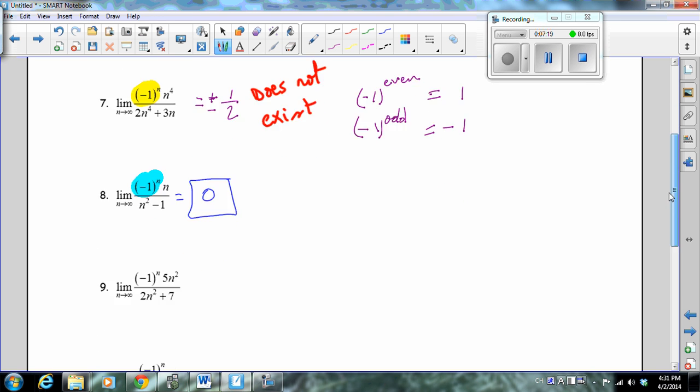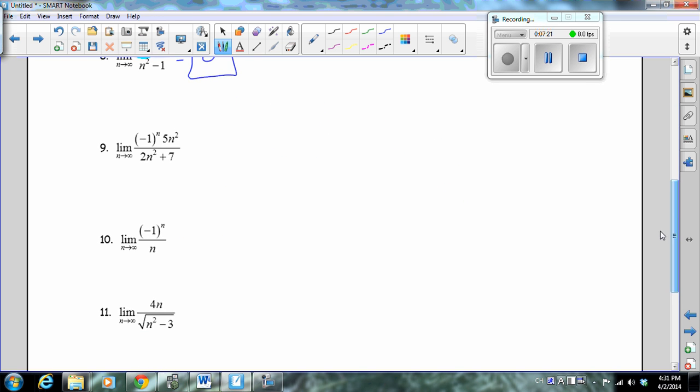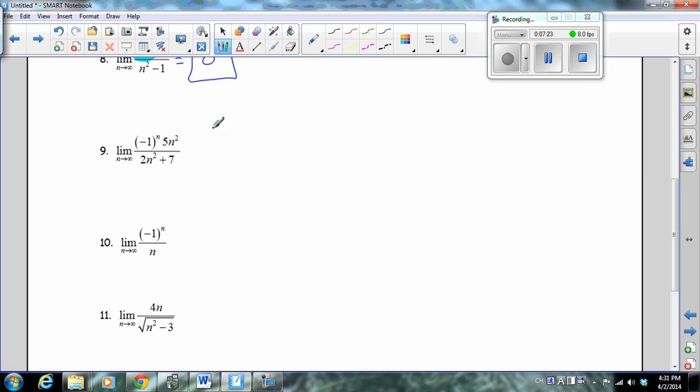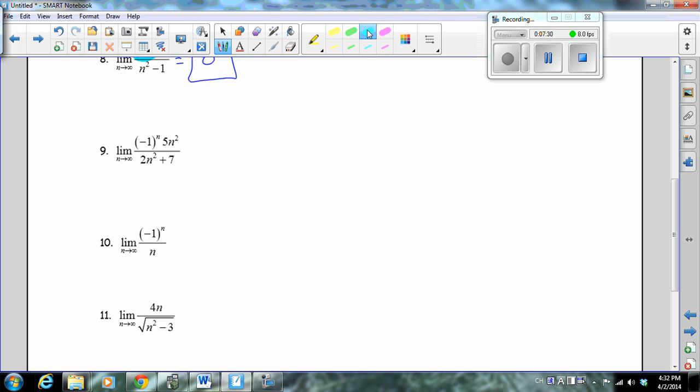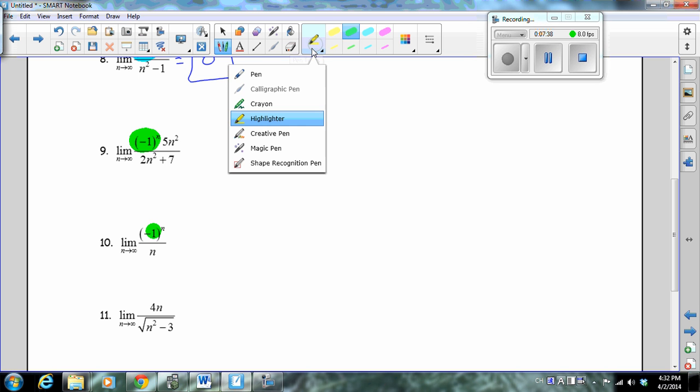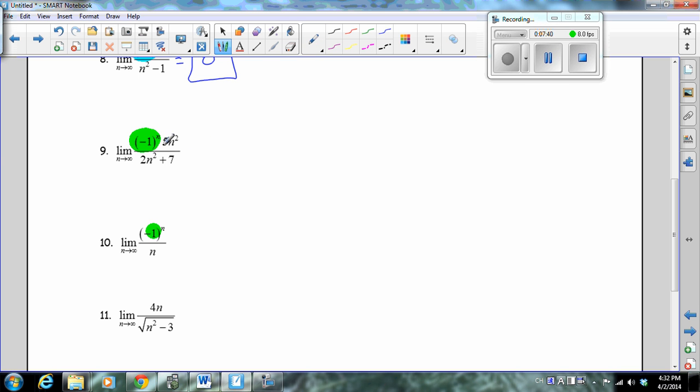Let's look at 9 now. On 9, it says limit. I'm applying the same concept. First step is to cover. So I will cover this portion, not this portion, that's what I'm working on. Once you cover this portion, you get the coefficient, play the coefficient game because they are the same, and that will be 5 over 2.